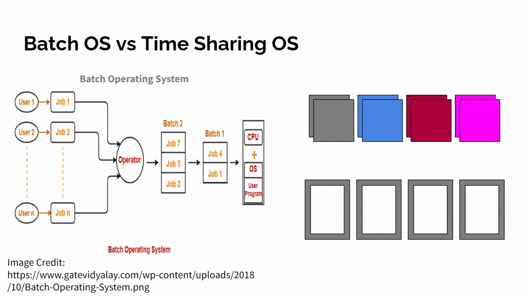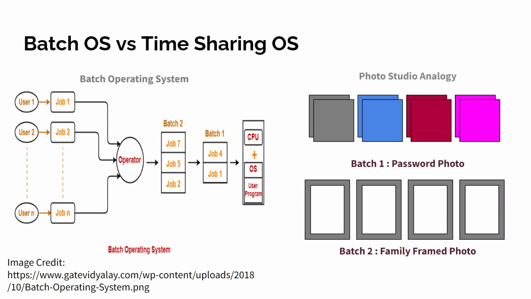We would visit a photo studio to click our photos. The operator would then ask us to visit after a week for those photos. The photo studio guys back then would make a batch of jobs. For instance, if four people have asked for a passport size photo and five people have asked for a 4 by 4 family frame photo, then the operator, a photo studio guy in our case, would prepare batches of jobs. Batch 1 for passport size photos of 4 people and batch 2 for family framed photos for 5 people, and develop those photos batch wise. This is how a batch operating system works.